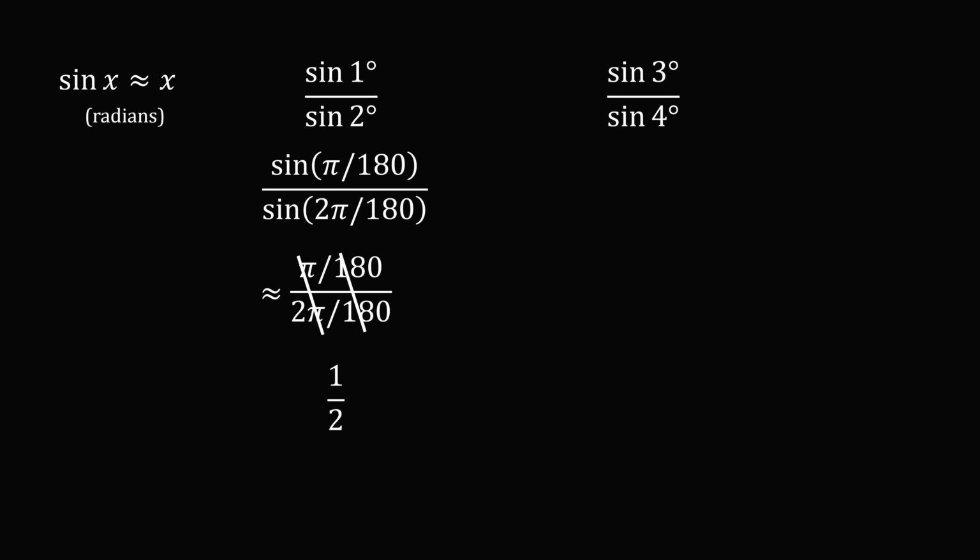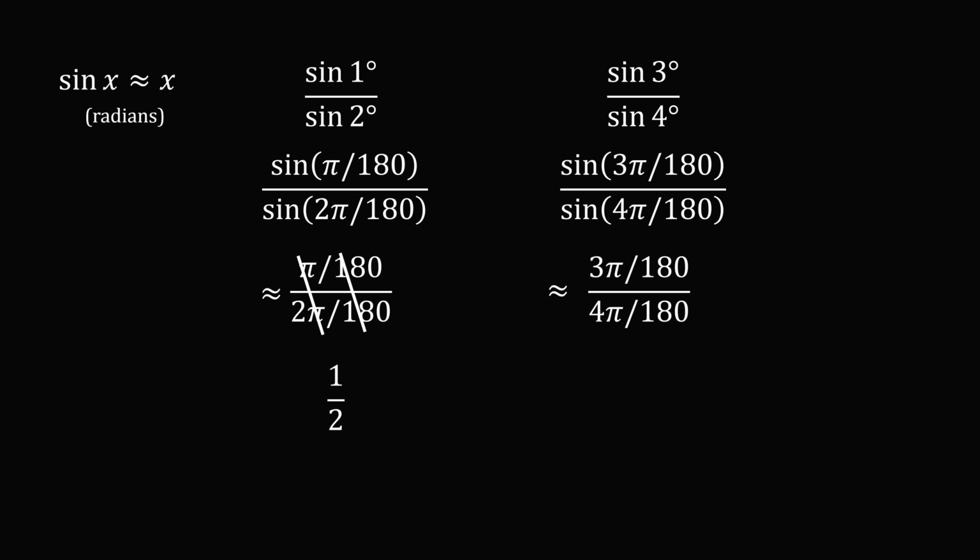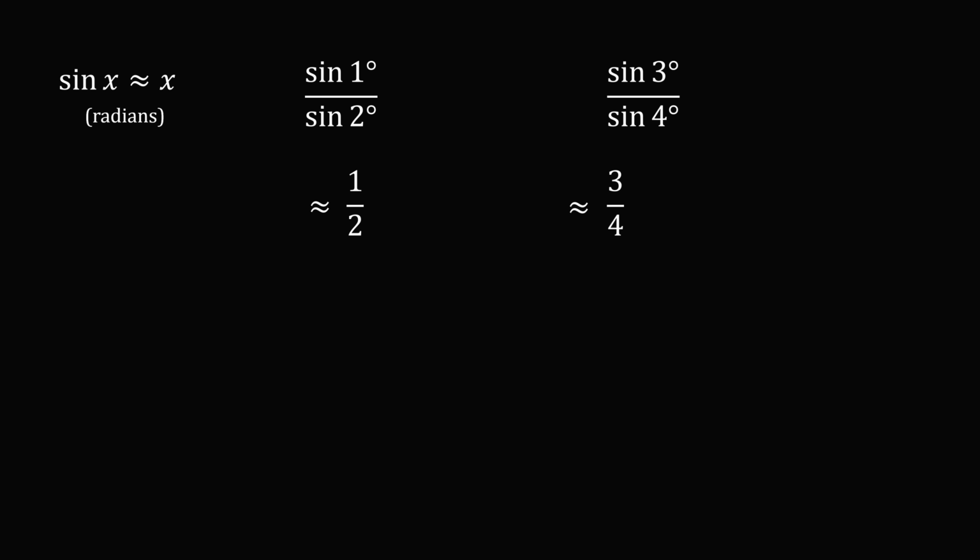Doing the same thing on the right-hand side, 3 degrees is equal to 3 pi over 180, and 4 degrees is equal to 4 pi over 180. So this will approximately be equal to 3 pi over 180 divided by 4 pi over 180. The pi's and the 180s cancel out, so we're left with 3 over 4. So the left-hand side is approximately equal to 1 over 2, and the right-hand side is approximately equal to 3 over 4. And so the left-hand side is therefore less than the right-hand side.